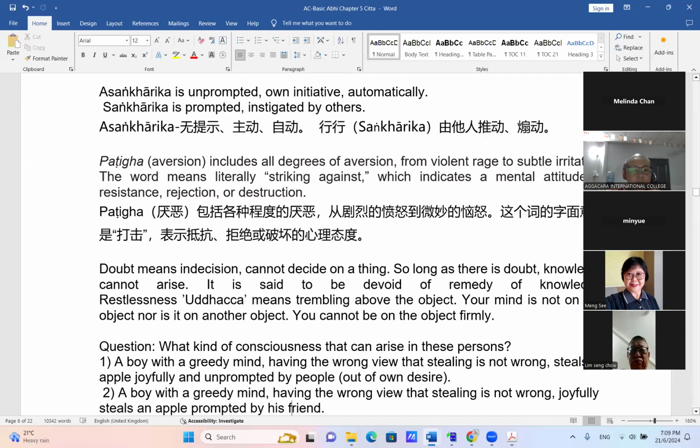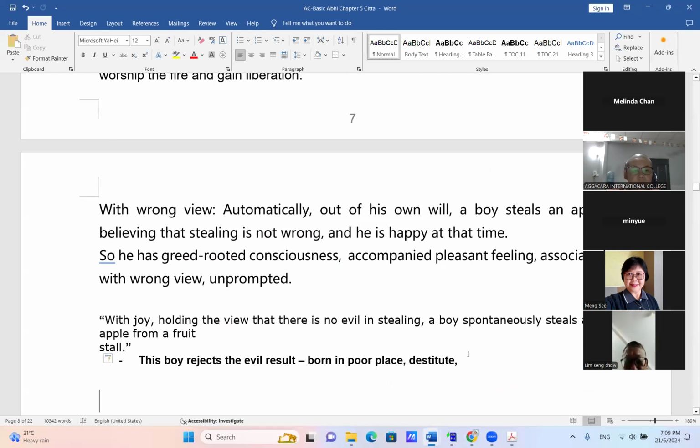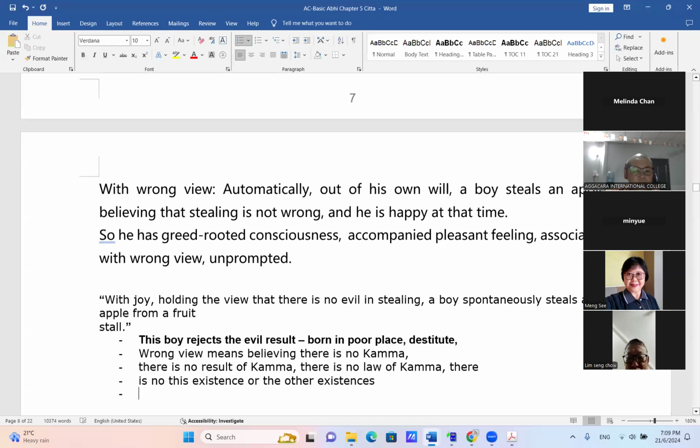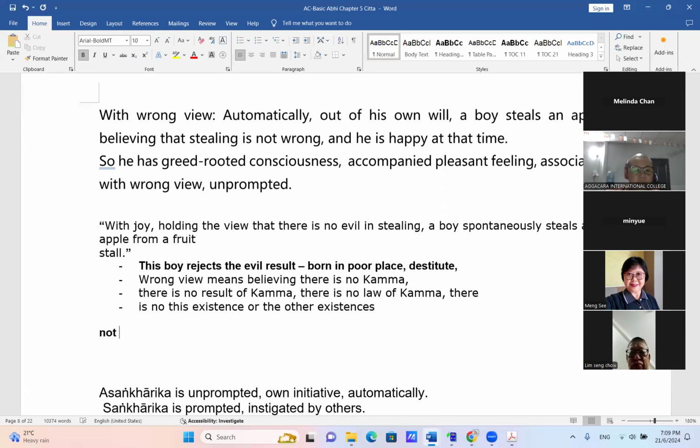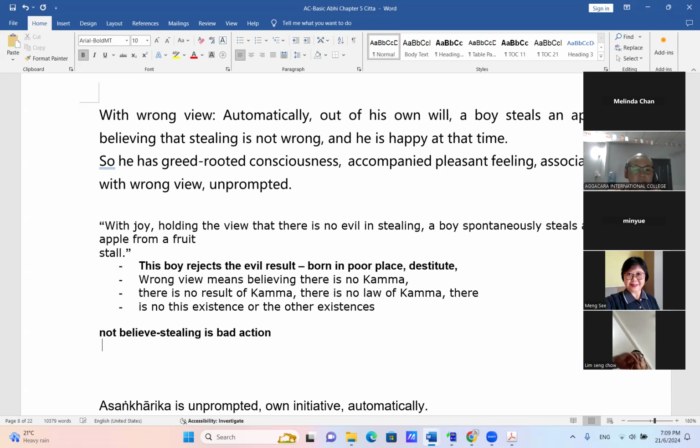So when we talk about karma, no karma means that they don't believe stealing is wrong, that it's a bad action. Some people don't believe stealing is a bad action. They believe stealing is good, because they take the money, maybe from a rich person. They think the action is good, but actually stealing is a bad action. And also they don't believe in the result of stealing, the bad result of this bad action. They don't believe stealing has a bad result.